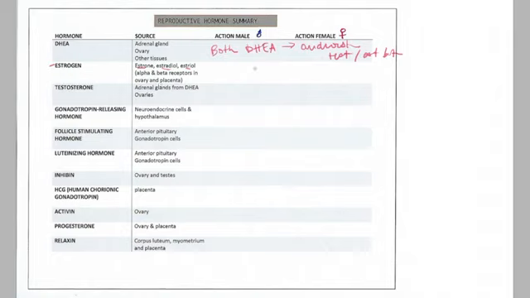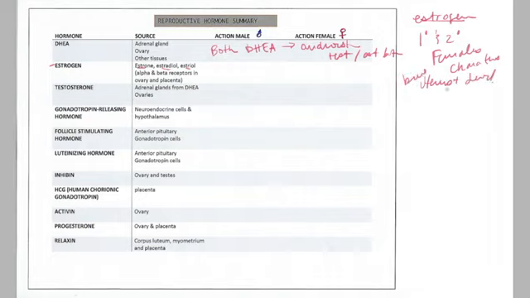So this is a big one. I'm going to write it over here. So this is our estrogen over here. We are going to get our primary and secondary female characteristics from estrogen, and that would be your breast, uterus, all that development. And then we are going to be in charge of proliferating the endometrium.